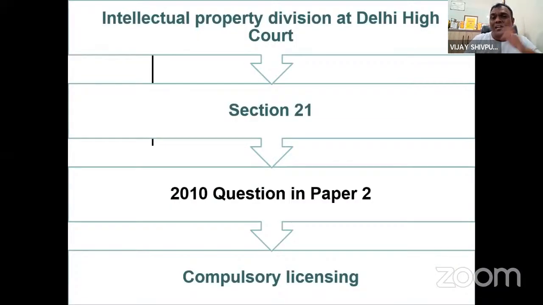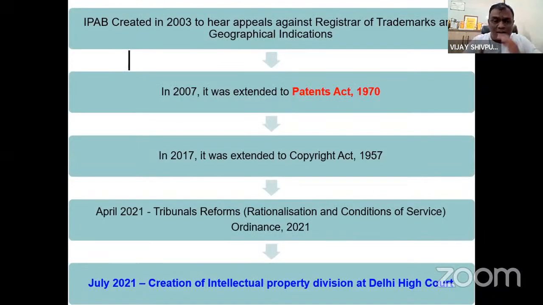To start with, the Intellectual Property Division at Delhi High Court, for those who are aware. The Intellectual Property Appellate Board, an appellate authority, was created in 2003 initially to hear appeals against trademark and GI matters. In 2007, it was extended to the Patent Act, and in 2017, to the Copyright Act as well. In April 2021, through the Tribunals Reforms Ordinance, IPAB was abolished. In July 2021, the Intellectual Property Division was created at Delhi High Court.